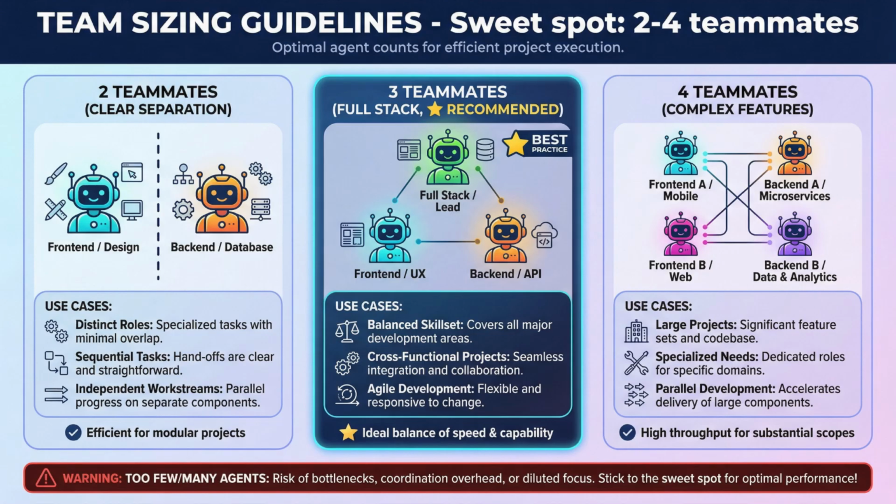How many teammates should you spawn? The sweet spot is 2 to 4 teammates for most tasks. Below 2, you're not leveraging parallelism effectively. Above 4, coordination overhead cancels the benefits. 2 teammates works for features with clear separation, database plus backend, or backend plus frontend. 3 teammates is the most common pattern, database, backend, frontend covering the full stack. 4 teammates adds testing, or a second frontend agent for complex UI work.